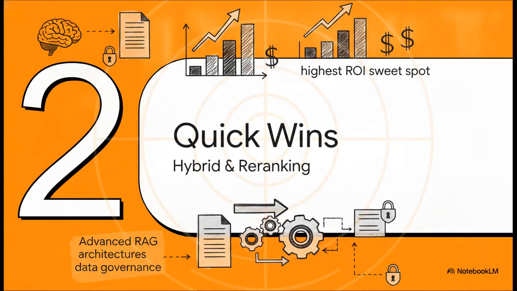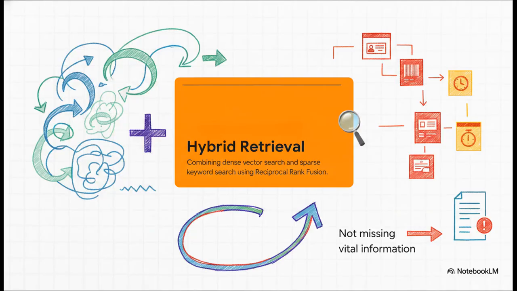Moving on to Section 2, quick wins, hybrid and re-ranking. Let's see how this builds into the highest ROI sweet spot for most production teams heading into 2026. So the really crucial point here is that hybrid retrieval bridges this frustrating vocabulary mismatch. You see, dense vector search is fantastic for semantic meaning. It totally gets paraphrasing. But it routinely misses things like exact IDs, acronyms, or specific product codes.